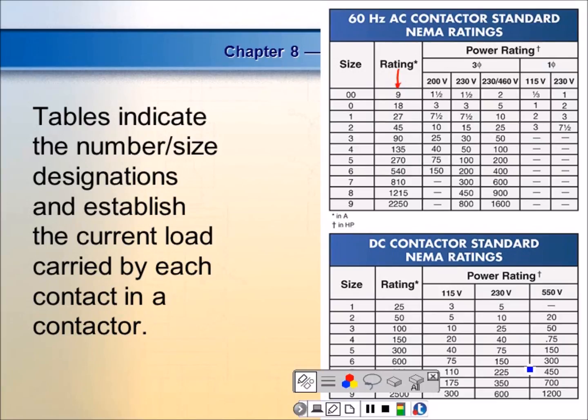This is your contactors. Now, contactors are given a size. The contactors that we're using on our motor starters are size 00s.